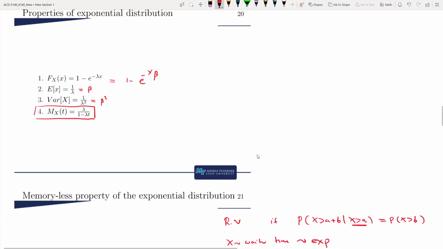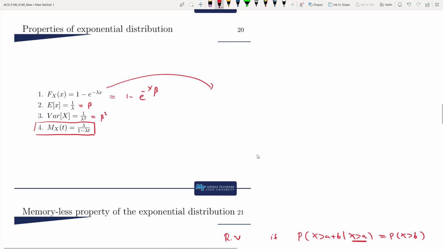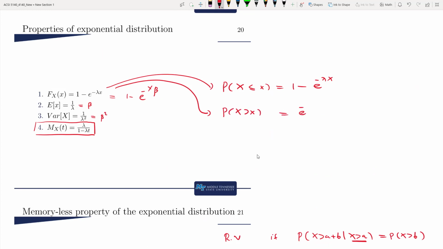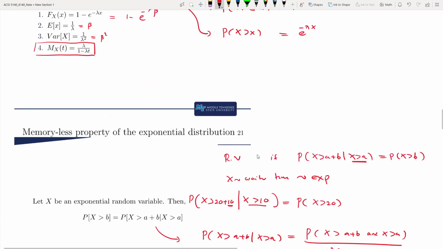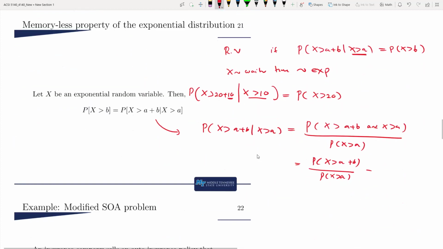Now, if you go back to the previous slide, from here we can see this is probability x less than or equal to some little x. It's 1 minus e to the power negative lambda x. So from there, I can deduce probability x more than x is just e to the power negative lambda x. If I use that formula here, this is going to be e to the power negative lambda times a plus b, divided by e to the power negative lambda a, which simplifies to e to the power negative lambda b, which is basically probability x more than b.